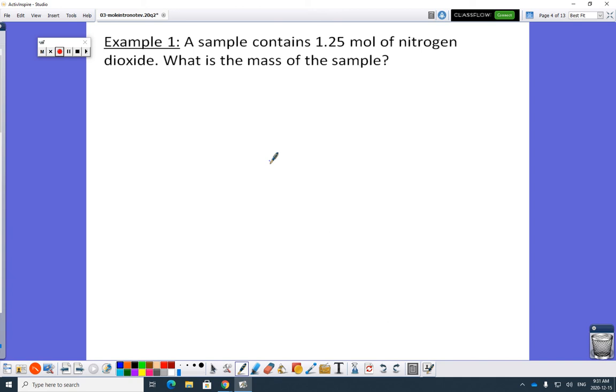So we have MOL, which is moles. So that is the symbol N. And then we need the molecular weight of nitrogen dioxide.